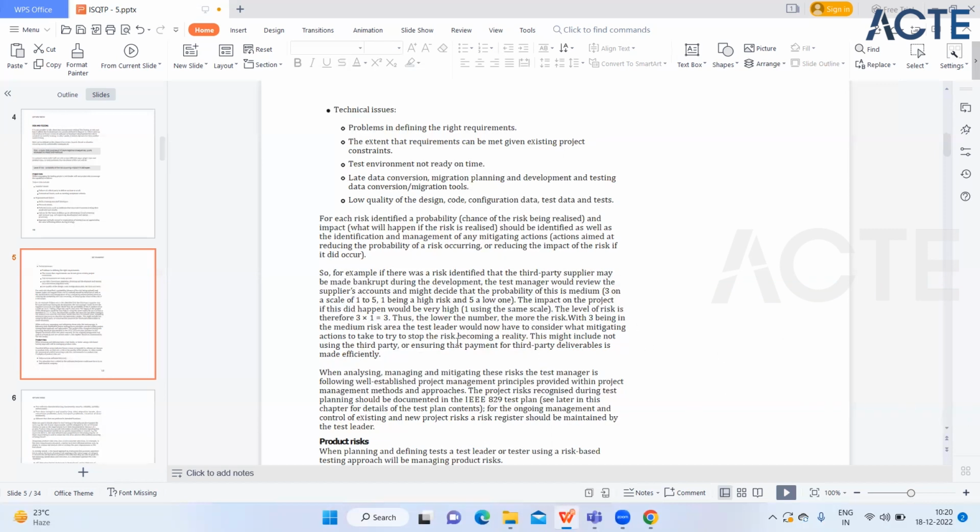So here they have just defined the example. When I share this PDF with you, just read it on your own, like how this level of risk will come. For now, I'm just skipping it because it's a kind of example they are providing for one scenario.